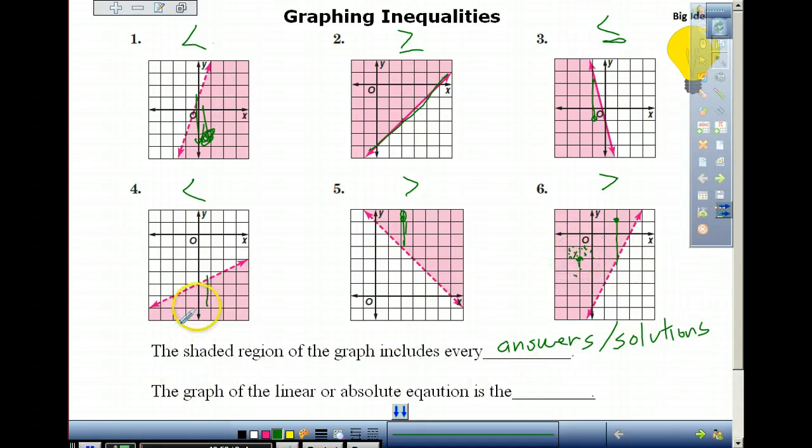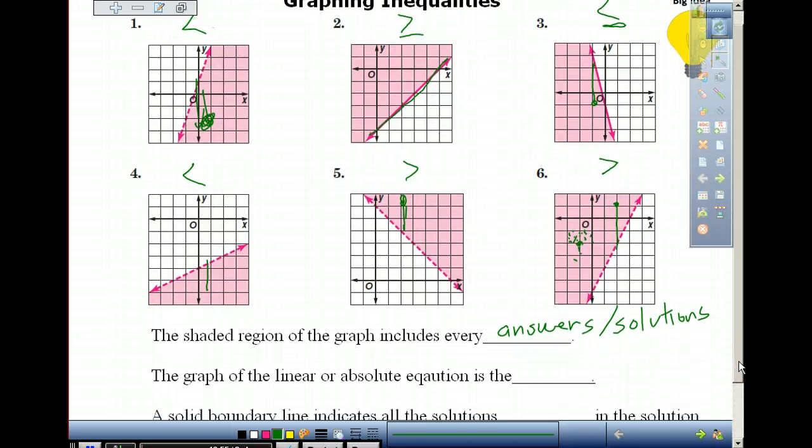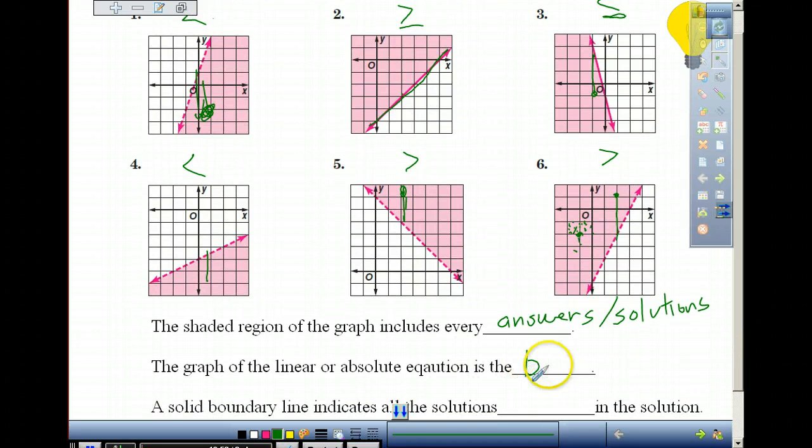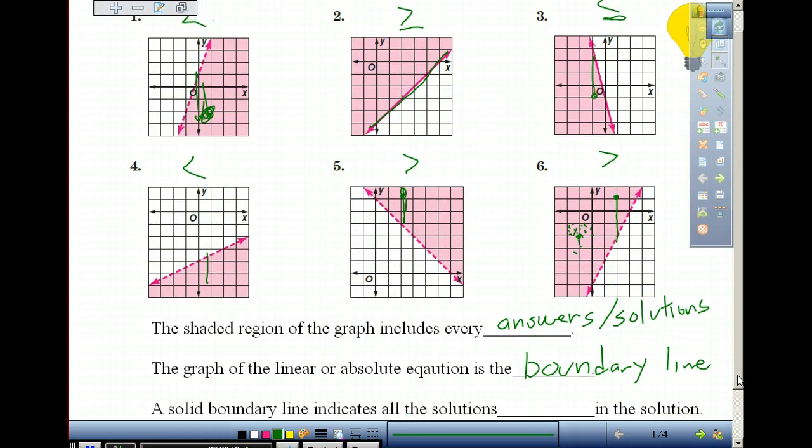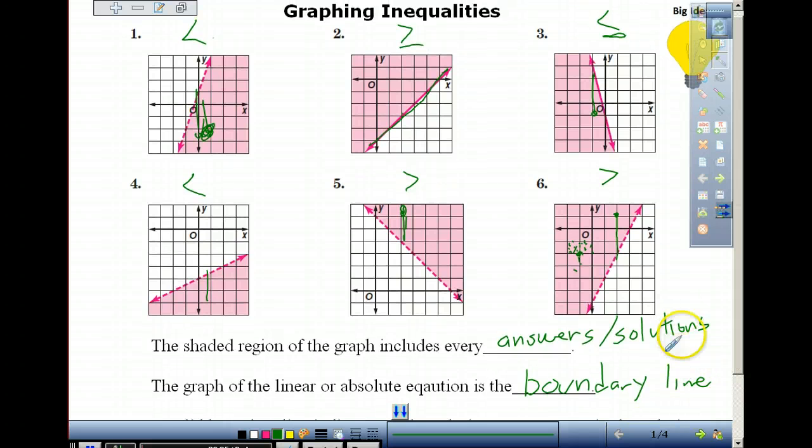All right, the actual line, the dotted line or solid line, I mentioned it before, but it's called the boundary line. So when I'm grading these, I can look at, is the boundary line correct? Is it solid or dotted correct? Is it shaded up or down correct? Those are the three different things I'm looking for. Basically, did you do your rise over run, y-intercept correct, and then all the other stuff. That's what I'm looking for.